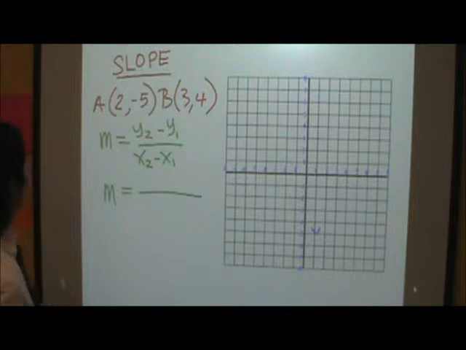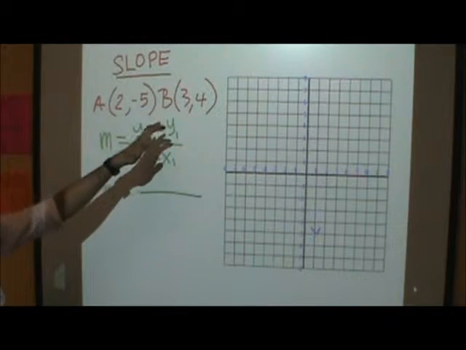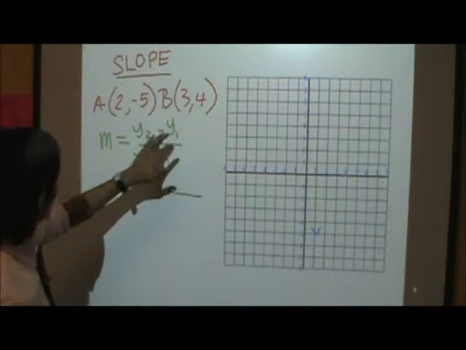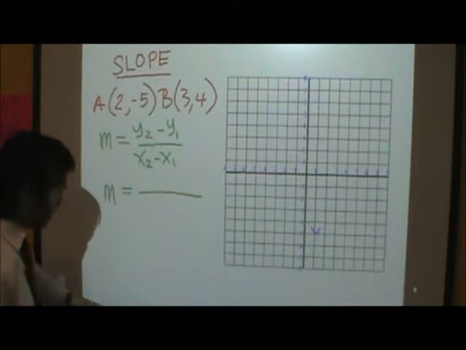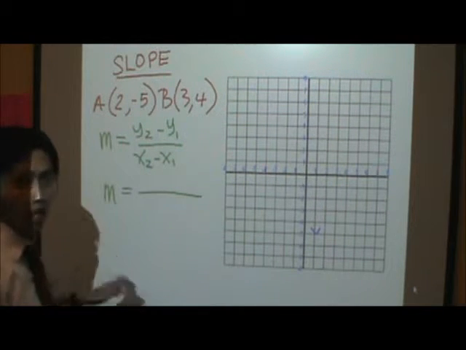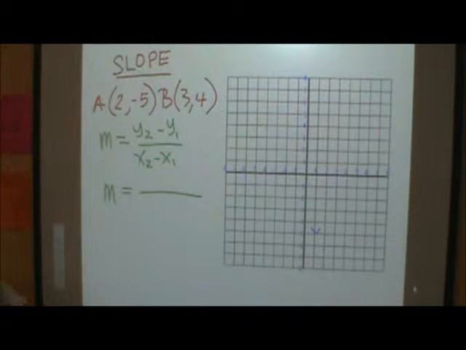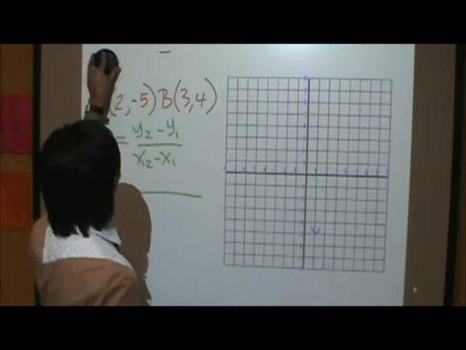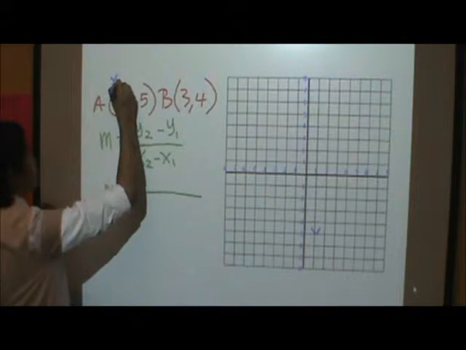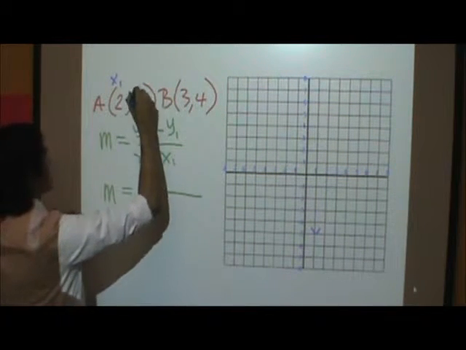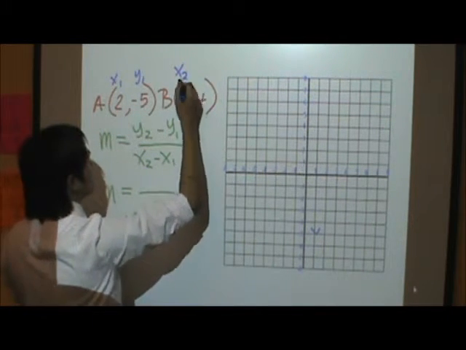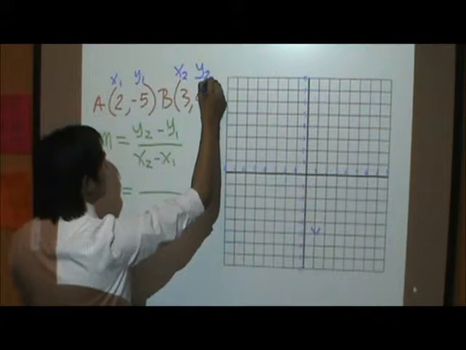Okay? So, given points A and B on the line, to find the slope using y sub 2 minus y sub 1 over x sub 2 minus x sub 1, first we must know how to label the points. What do I mean by labeling the points? The first point, we are going to label it x sub 1. The second is y sub 1. Next is x sub 2. And now we have y sub 2.